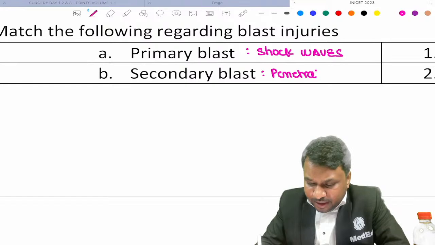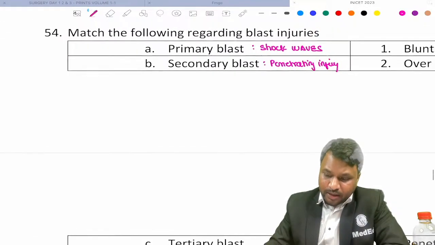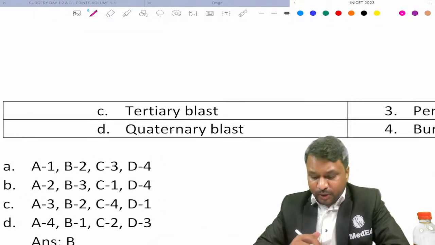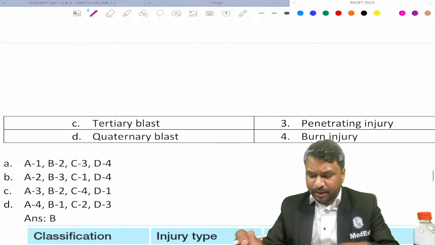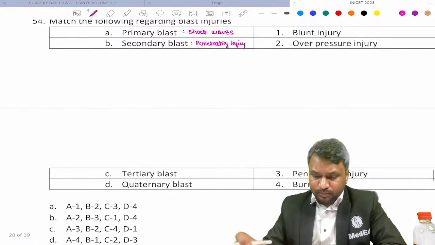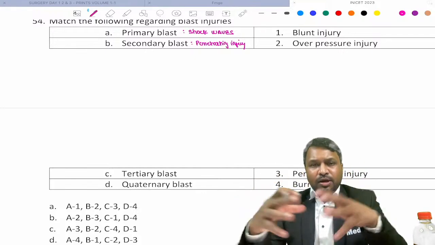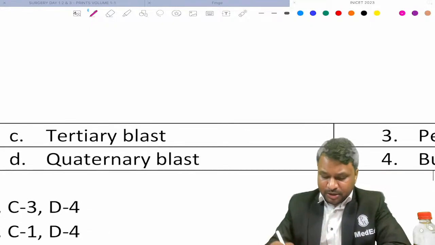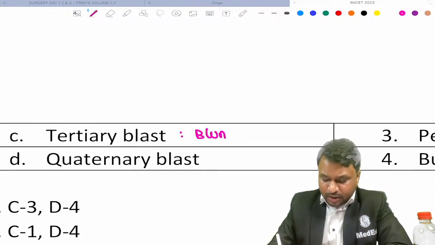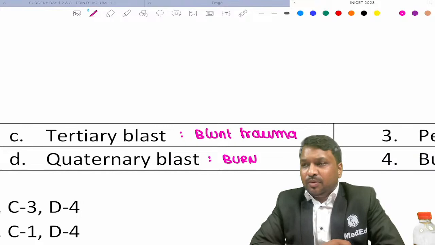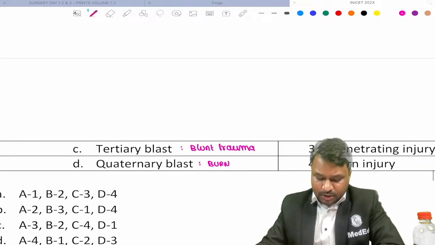So penetrating injury in a bomb is a secondary injury, right? Now, what is a tertiary injury? The tertiary injury is going to be from the impact itself. What is going to happen when the bomb blasts? You're not going to stand there, right? You're going to fly and fall. When you fall, you're going to cause some amount of damage. As you fall, there'll be blunt force that is going to hit. This will result in blunt trauma. Quaternary is because of the heat. Basically, it causes burn, right? Whatever heat is generated will result in burn, and that is a quaternary burn.